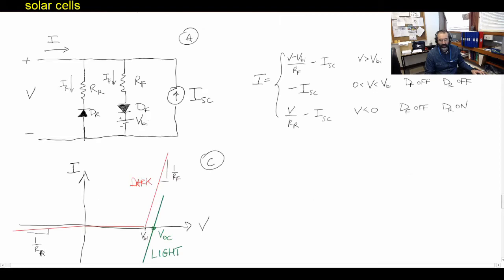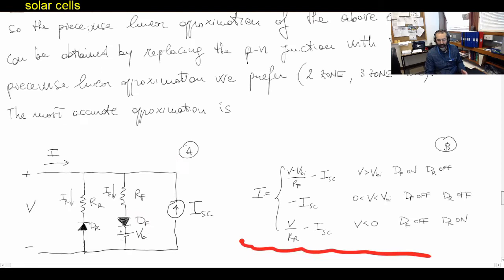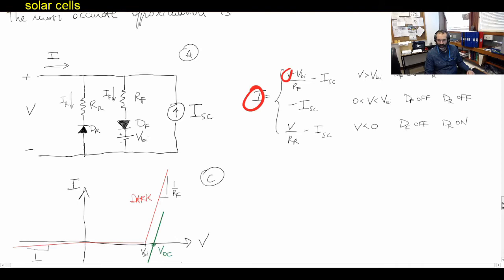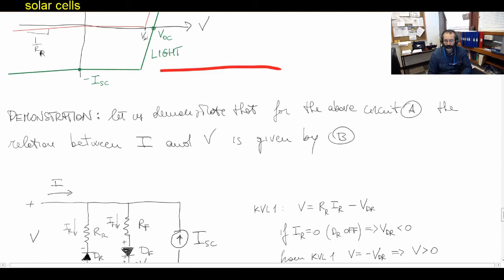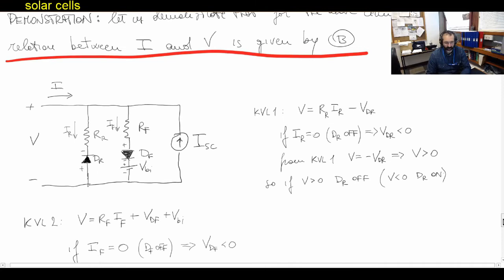Every time we use a piecewise linear approximation, let us try to learn how to demonstrate that, indeed, this circuit is represented by these formulas, and so the plot is that one. Okay, so let's try and demonstrate that indeed this circuit is related to this formula that relates I with V. To demonstrate that, we always do the known stuff. So let us demonstrate that for the above circuit A, the relation between I and V is given by the equations we saw in B. This is the piecewise equivalent circuit.